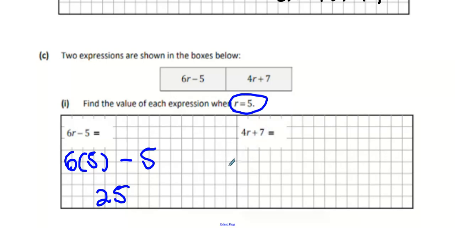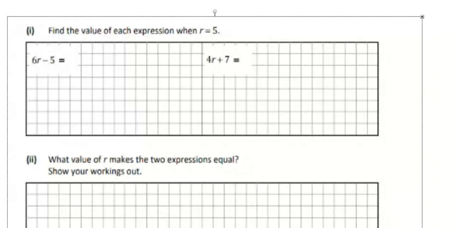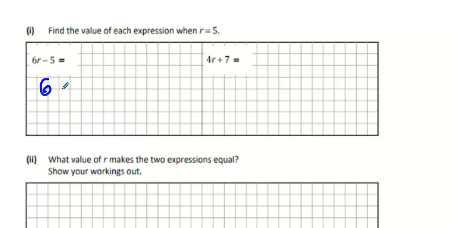What about the next part? 4 multiplied by 5 plus 7. Anybody? 27. How'd you do this one? Go on, how'd you do it? 6 in. Oh, sorry, we already did that, didn't we? My bad. Okay.